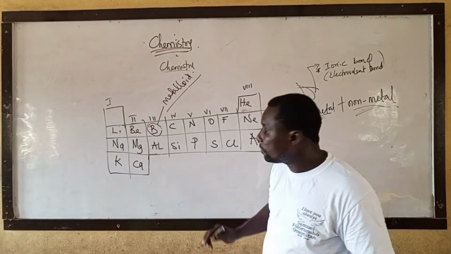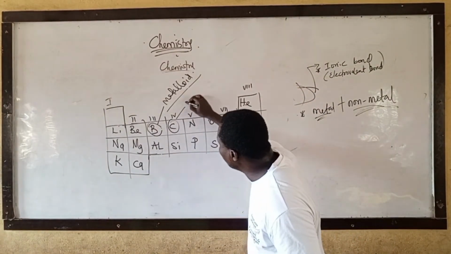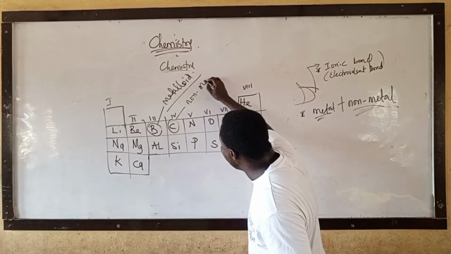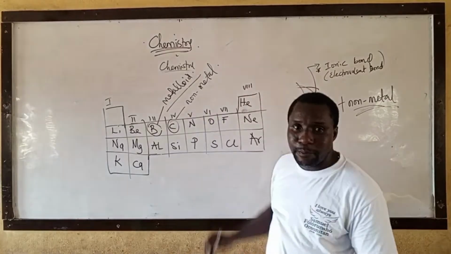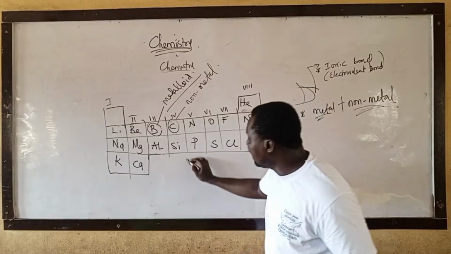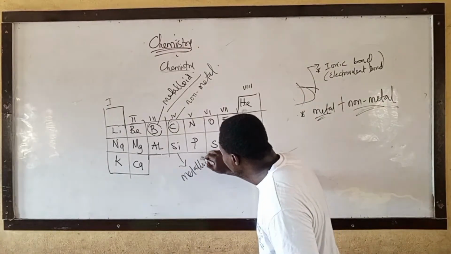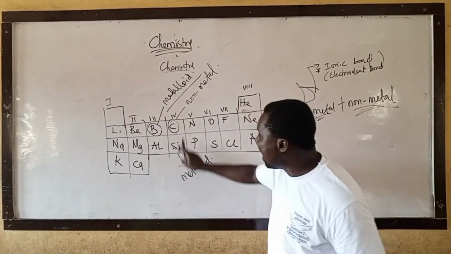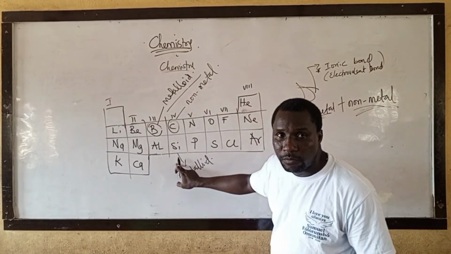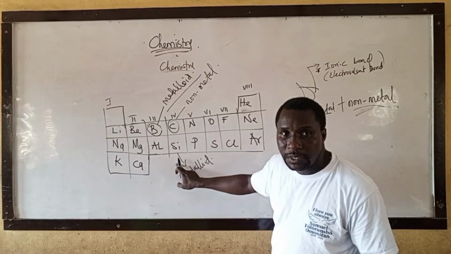Group 4. Carbon is a non-metal. Silicon is a metalloid. We have carbon, silicon, germanium, tin, lead.